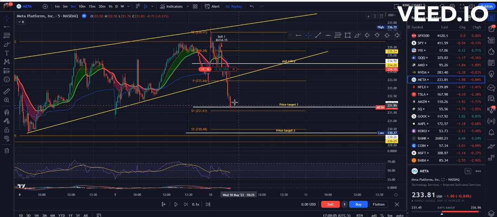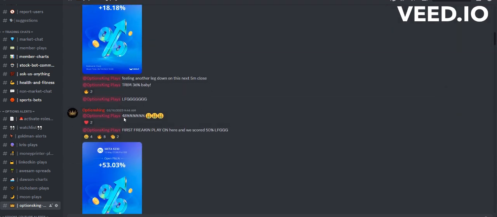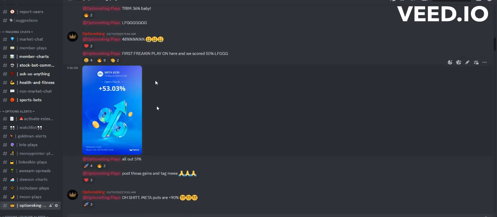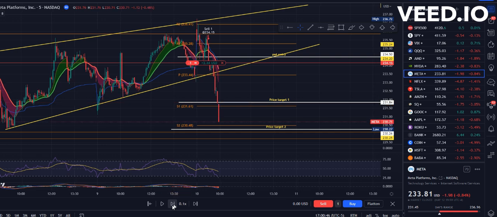Price target 1 achieved. We got into this move on the Discord drop when it touched the bottom of the trend line, and we trimmed for 18%. Then once we had that breakdown to our first price target, which was the halfway point of the Fibonacci, that was a 48% move. If we go back to our chart here, we pretty much took most profits, and we will set a stop loss to break even.